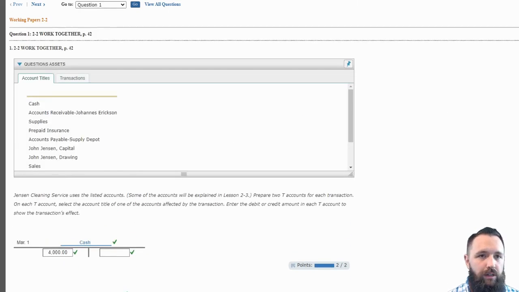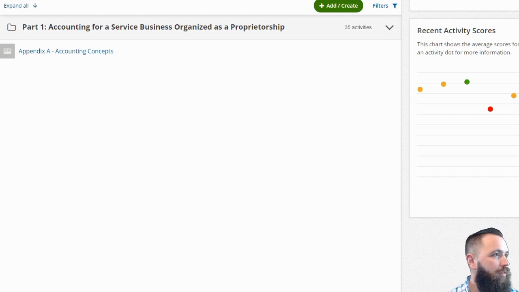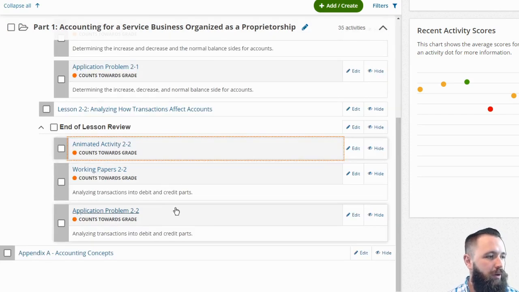So there we go. That's the work together. There's 2 sections on it, so make sure that you do the other one, and then also do the application problem today.